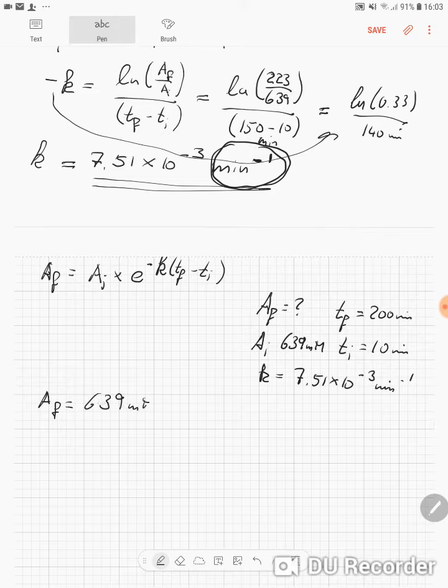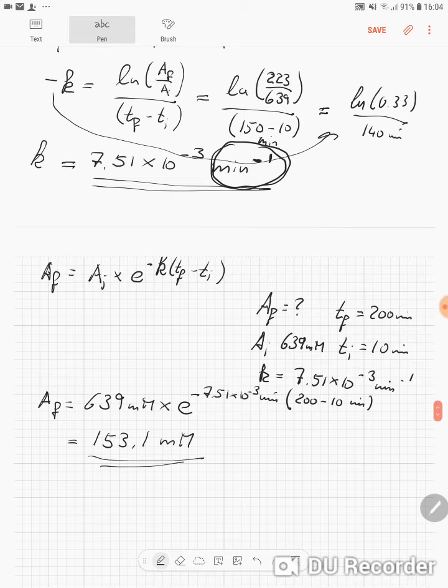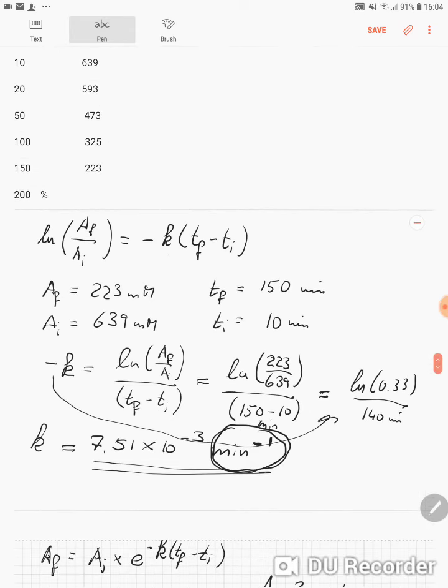So we have A final equals 639 millimolar times e to the power of minus 7.51 times 10 to the minus 3 minute to the minus 1, times 200 minus 10 minutes. And when we do everything correctly, we come up with 153.1 millimolar.